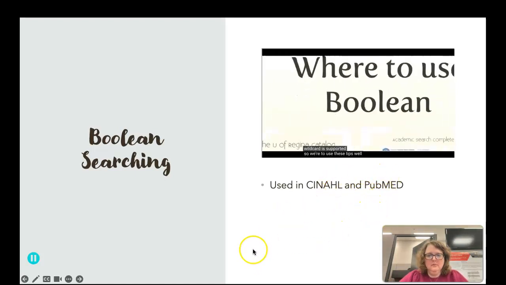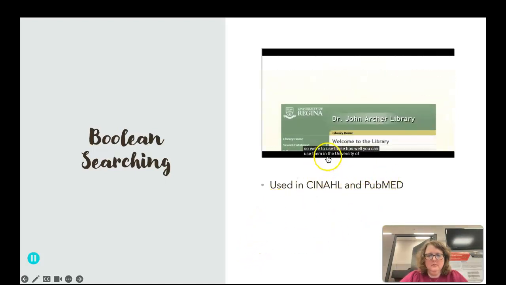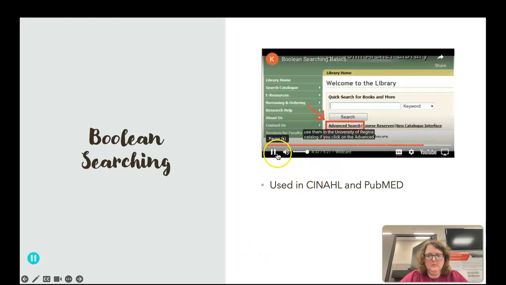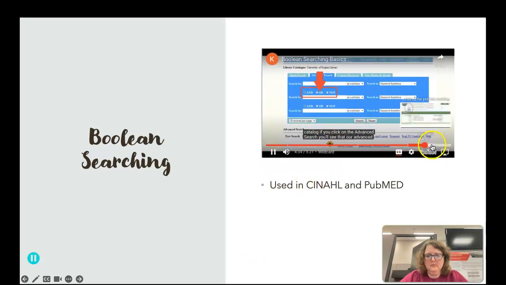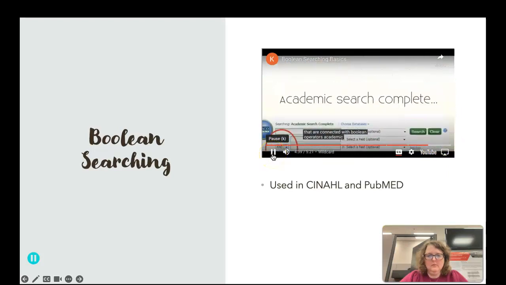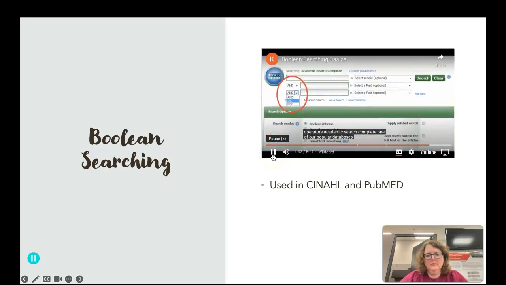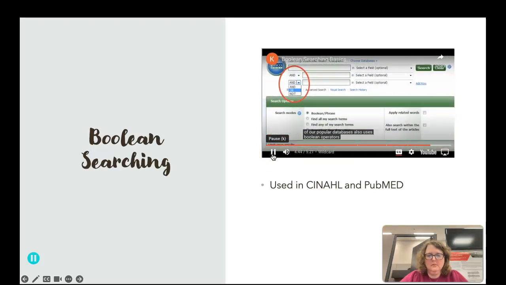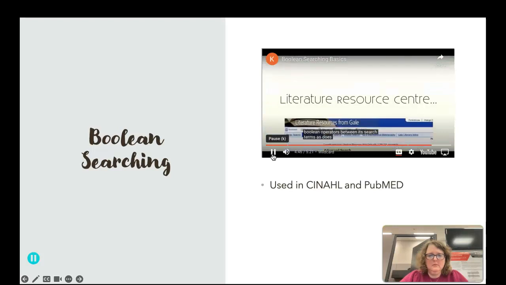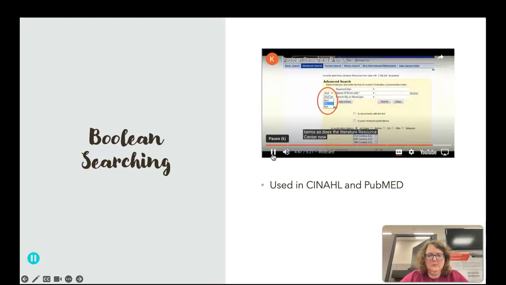So where to use these tips? Well, you can use them in the University of Regina catalog. If you click on the advanced search, you'll see that our advanced search allows you to formulate searches that are connected with Boolean operators. Academic Search Complete, one of our popular databases, also uses Boolean operators between its search terms, as does the Literature Resource Center.